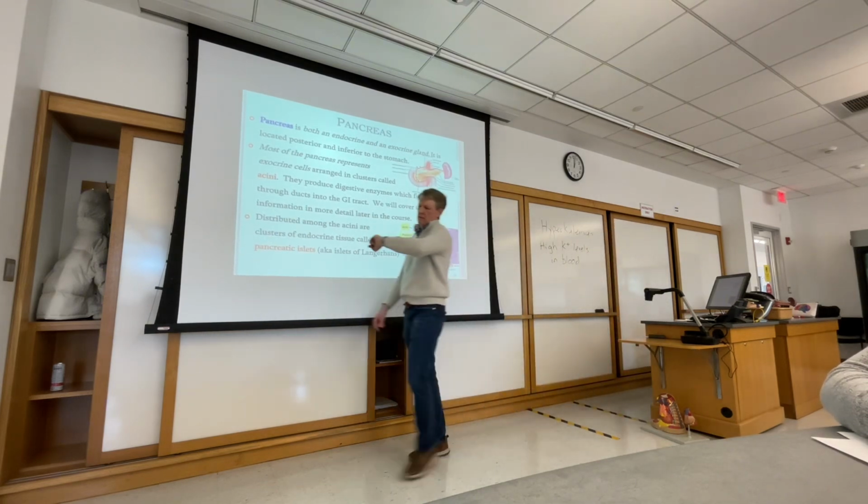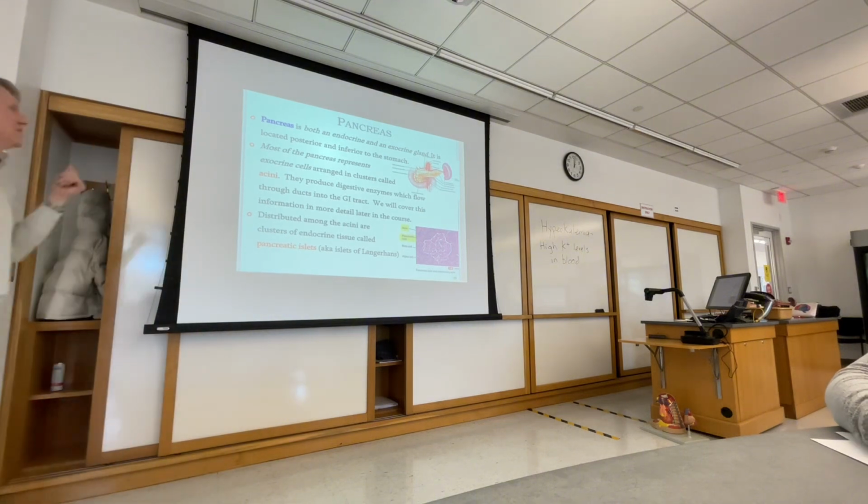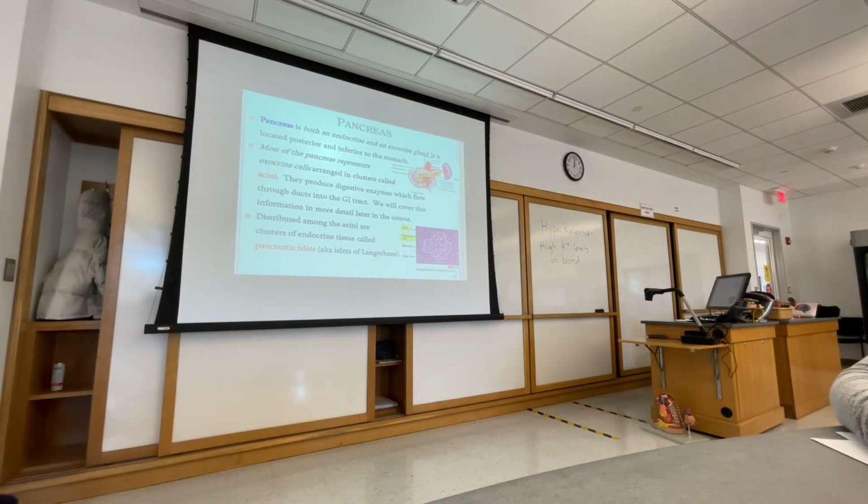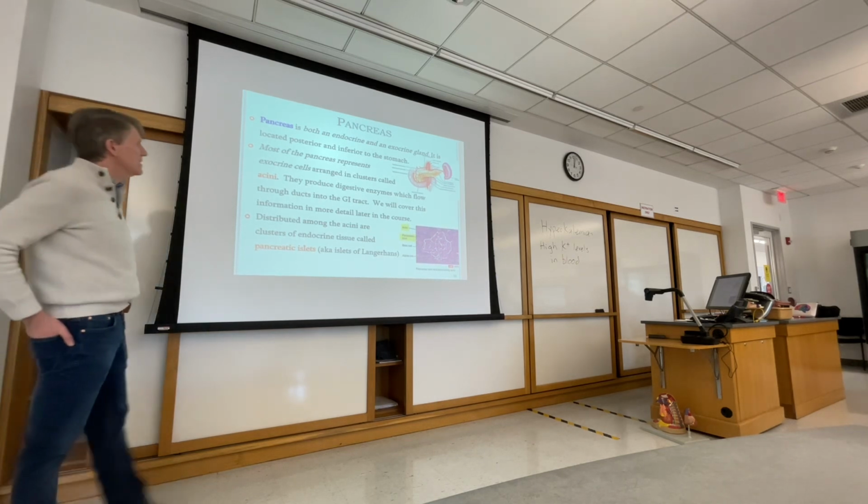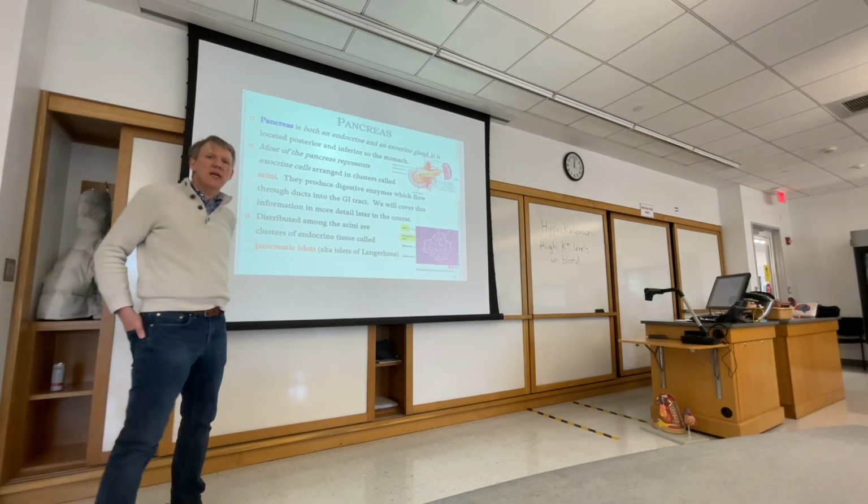Pancreas. I think there's probably a law that says every textbook's first sentence about the pancreas has to be this one: the pancreas is both an endocrine and an exocrine gland. Fine. Which is it more of? By size, is it more endocrine or more exocrine? Does anyone know?